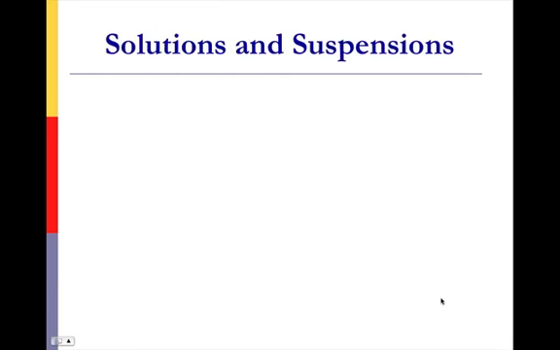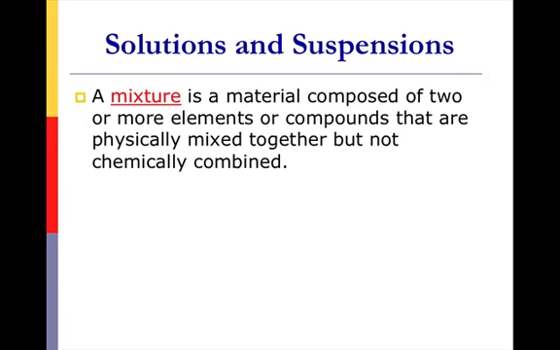All right, solutions and suspensions. These are a review from physical science. A mixture is a material composed of two or more elements or compounds that are physically mixed together but not chemically combined. A perfect example of a mixture would be the candy bowl that sits on the front lab bench. That's a mixture of different types of candies that you are able to separate, but if you put them all together, they are lots of different things together.